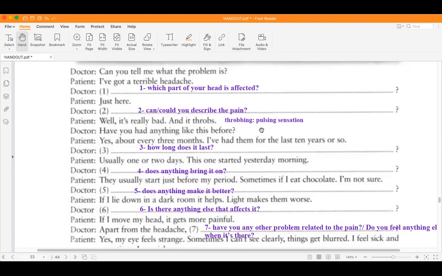Let's see this conversation. Can you tell me what the problem is? I've got a terrible headache. Just here. So here the question will be, which part of your head is affected? Well, it's really bad and it throbs. Throbs, as we said, comes from throbbing, a pulsing sensation. So the question here will be, can you describe the pain?